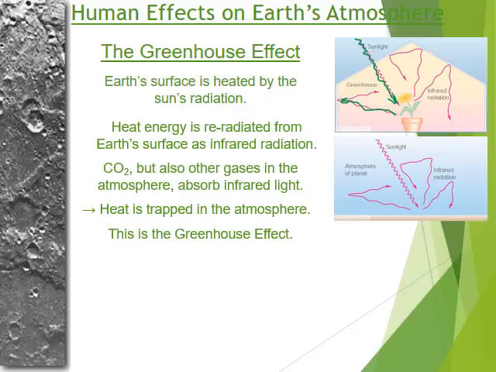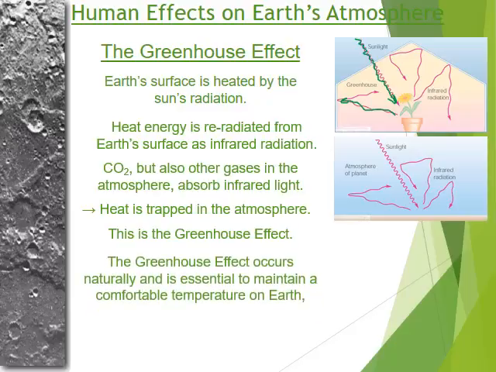So that radiation gets absorbed by the atmosphere, and some of it gets re-emitted down to the surface of the Earth. So in addition to having a source of energy from the sun, we also have a source of energy from the Earth's atmosphere. That keeps us a little bit warmer than we otherwise would be. So that's a good thing.